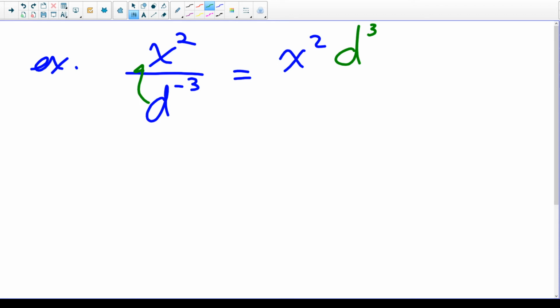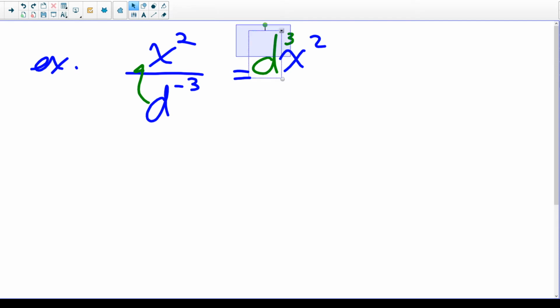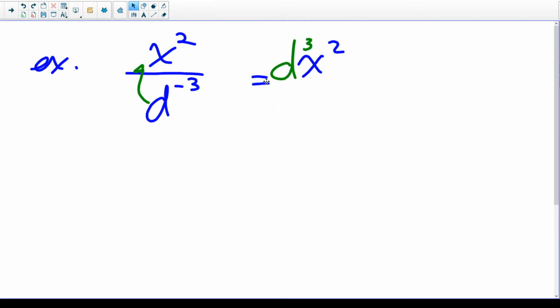No, sorry, not in alphabetical order. Actually, I should have put it first. Let me move that over. So it should technically be like that. My mistake. I did arrow it in the right place. I don't know why I was thinking I had to go after. So yeah, the d to the negative 3 has to go up next to the numerator because it's got a negative exponent.